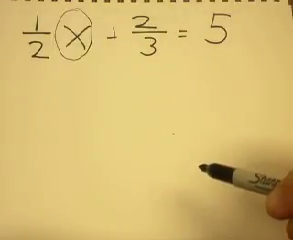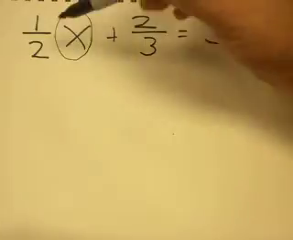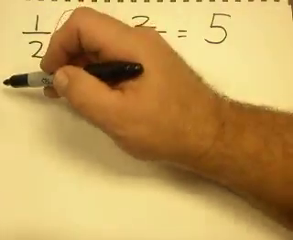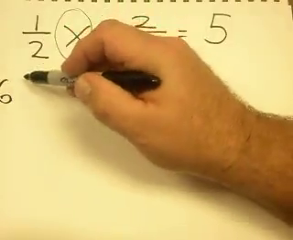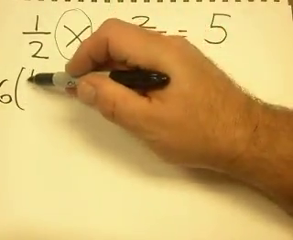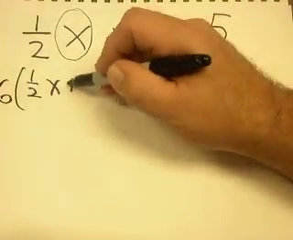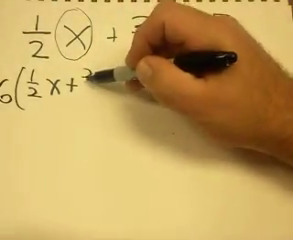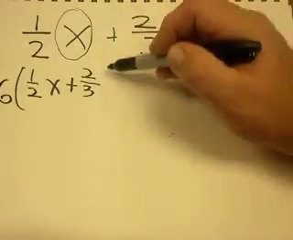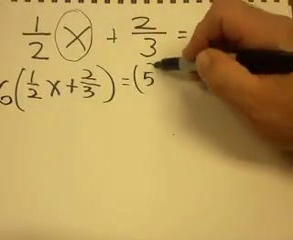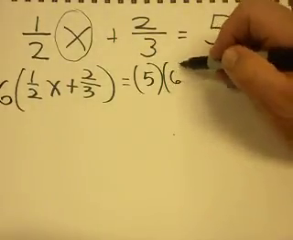So let's use 6. And by the way, an easy way to find a number like that is just to multiply them by each other. 2 times 3 is 6, so that tells you we're going to multiply both sides by 6. So I get 6 times 1/2 x, I'm just rewriting this part of the problem, plus 2/3, close parentheses, equals parentheses 5, and following the pony rule, I'm going to multiply this side by 6 as well.